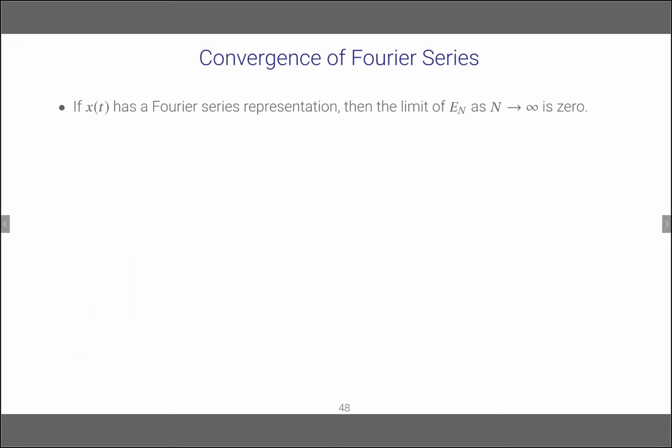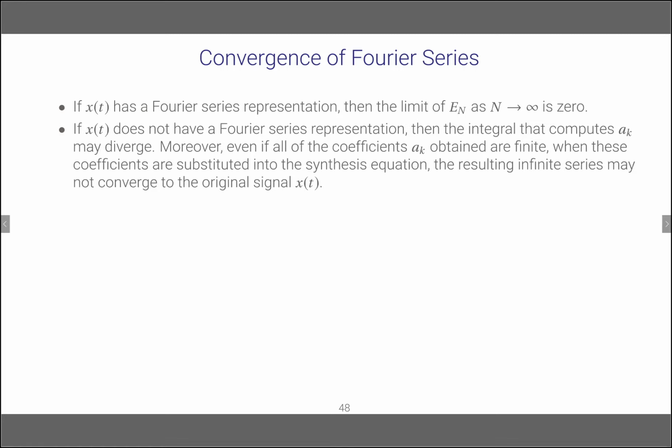If x(t) has a Fourier series representation, then the limit of eN as N goes to infinity is 0. If x(t) does not have a Fourier series representation, then the integral that computes ak may diverge. Moreover, even if all the coefficients ak obtained are finite, when these coefficients are substituted into the synthesis equation, the resulting infinite series may not converge to the original x(t). So it is one of these two.